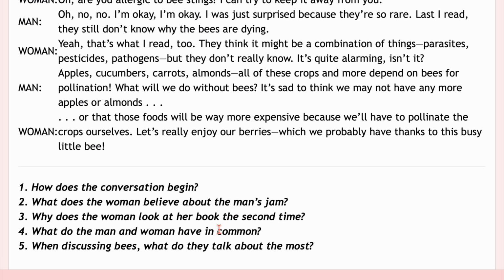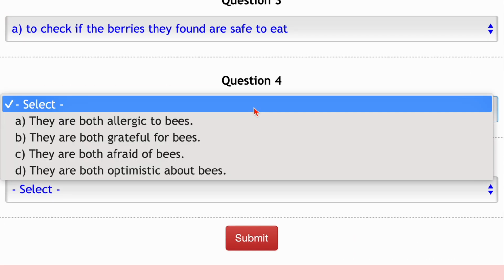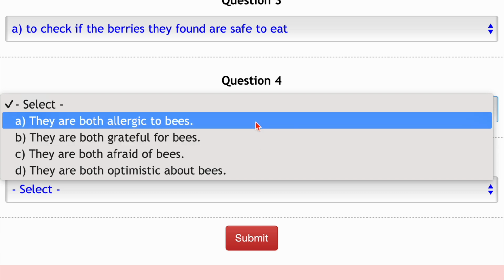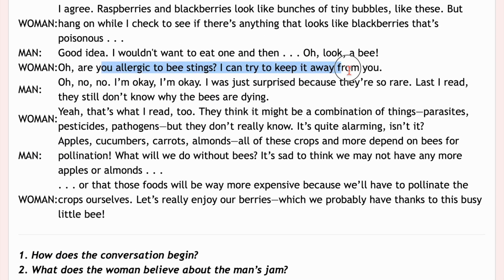Question 4. What do the man and woman have in common? They are both allergic to bees. They are both grateful. Well, allergic to bees, the woman asked. She asked here, are you allergic to bees? That's all.